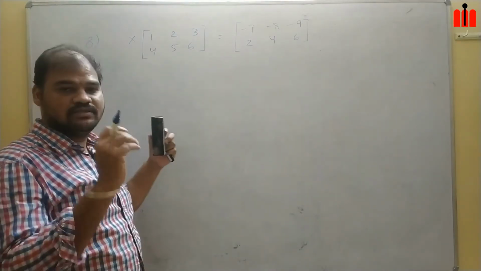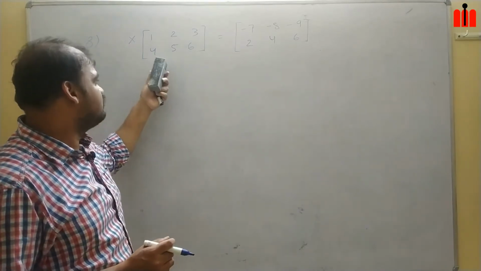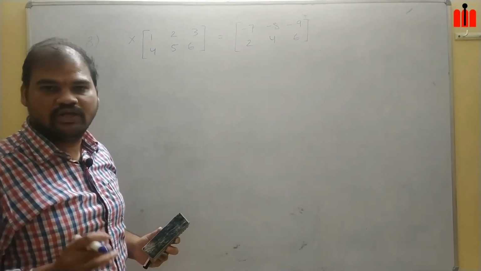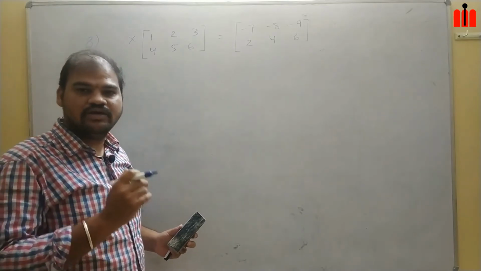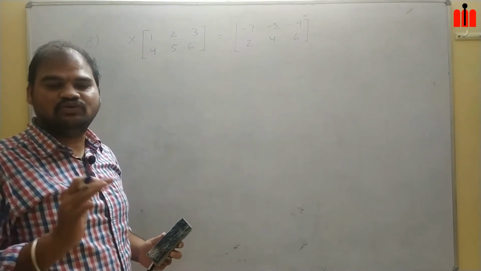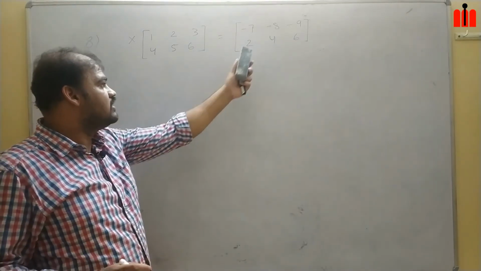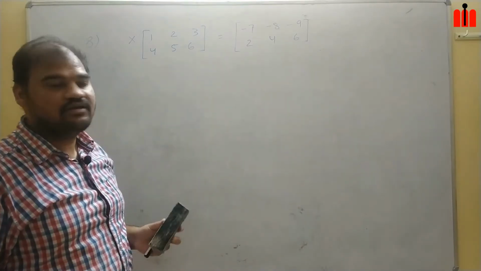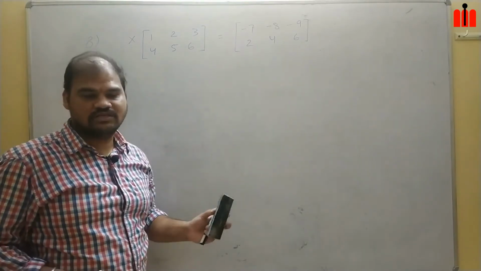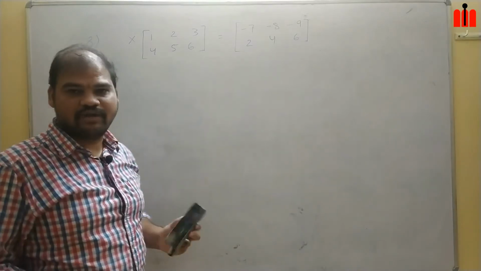Problem number 8 is, there is a matrix X which is multiplied with this matrix which is 1, 2, 3, 4, 5, 6. This is a 2 row and 3 column matrix, that means a 2 by 3 matrix. We will get minus 7, minus 8, minus 9, 2, 4, 6. So what is this X matrix?